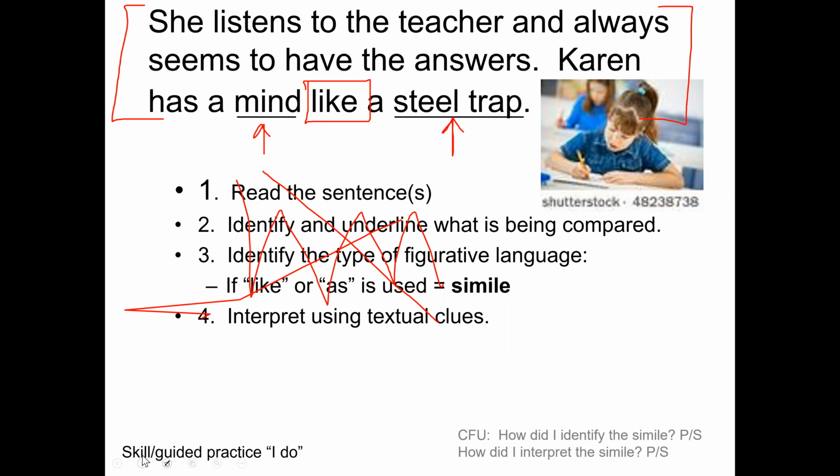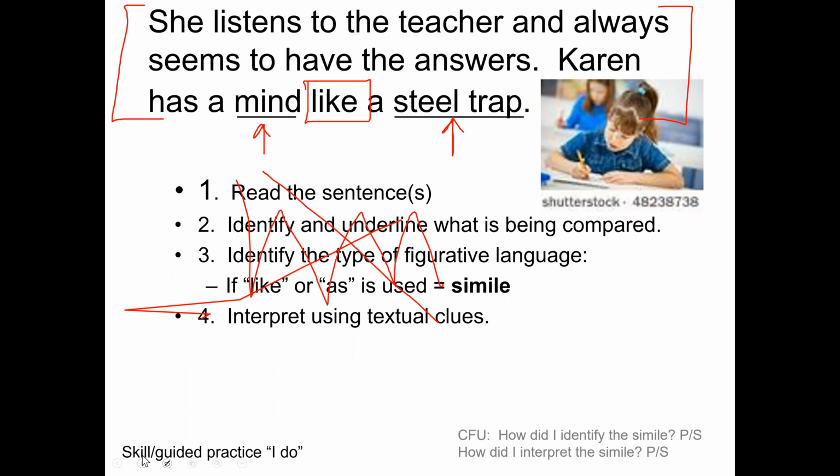No, not really. Go ahead, Jevin. She's very smart. Okay. What does a steel trap do? She's fast at thinking. Okay, a steel trap is fast, right? But what does a trap do? It holds what? It holds the animal or whatever it's supposed to catch. Very good. It holds the animal, right?